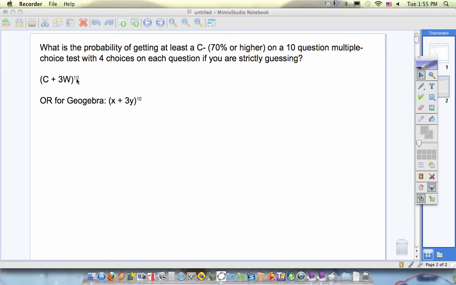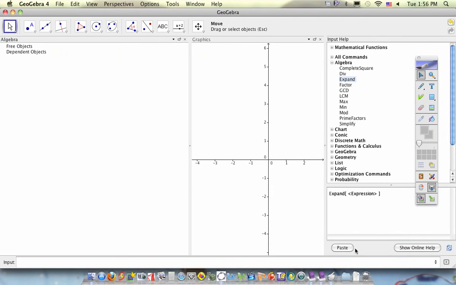If you have a TI-89 CAS system, most of those you could enter this in as it's written. If you're using GeoGebra, GeoGebra will only recognize X and Y. So I converted it over to X to stand for correct and Y to stand for wrong, basically. So we want to expand X plus 3Y to the 10th. So again, I could go to GeoGebra. I'm looking to expand, so I could expand, and it's X plus 3Y to the 10th because there's 10 questions.